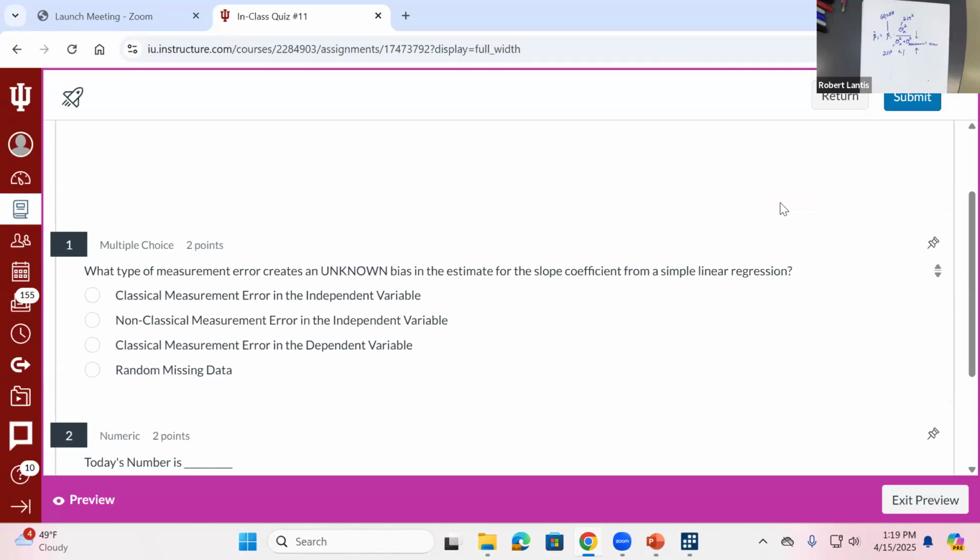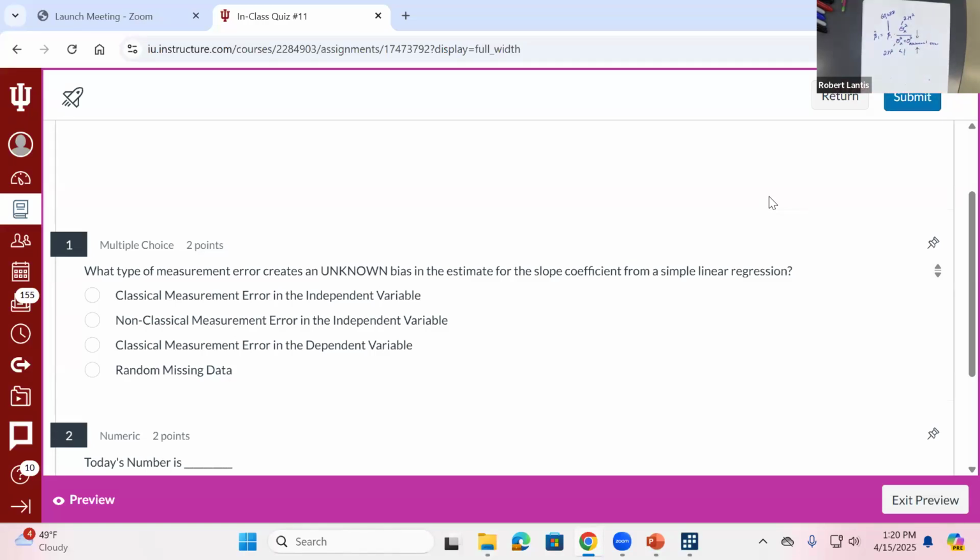Classical measurement error, but in what? In the dependent variable. If it's in my independent variable, I don't have an unknown bias. If I have measurement error in my independent variable instead, we know the estimate will be lower, and how much lower it would follow this equation.